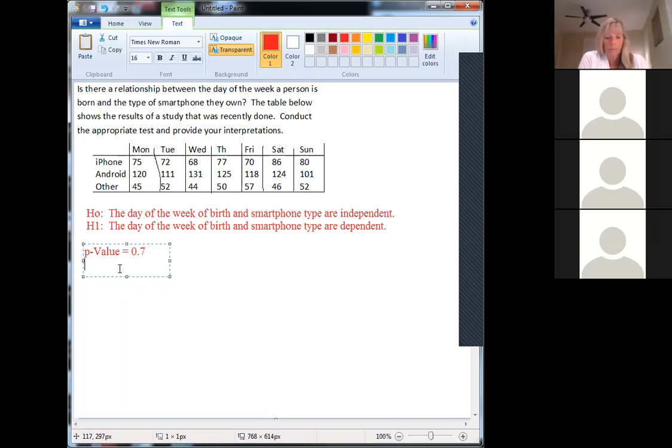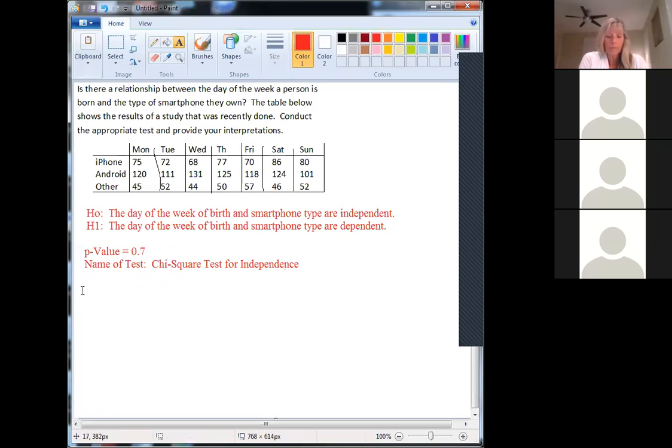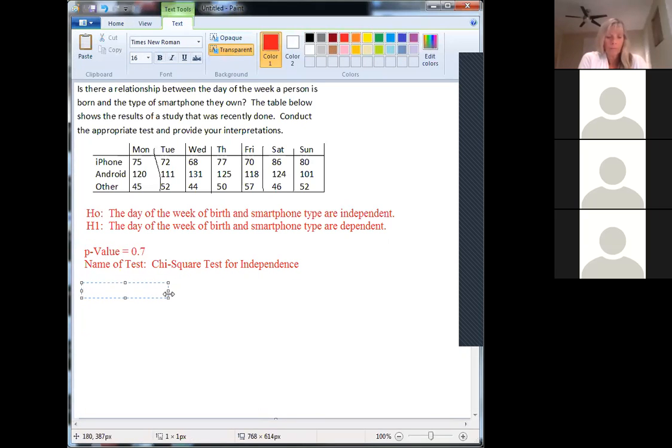Okay, the name of the test is the chi-squared test for independence. Any questions so far? Okay, we're almost there. So now we have a p-value of 0.7.